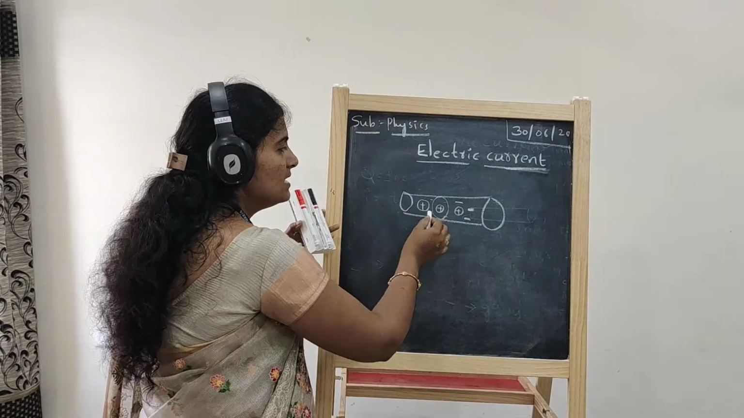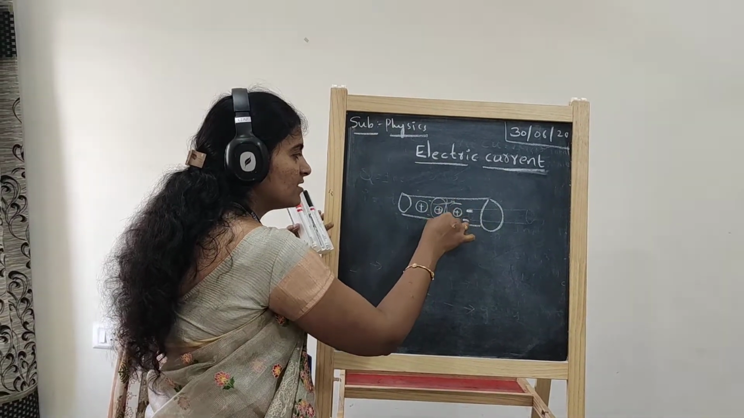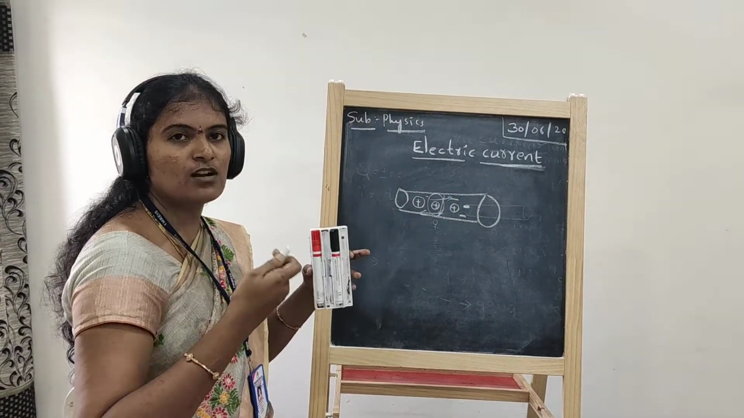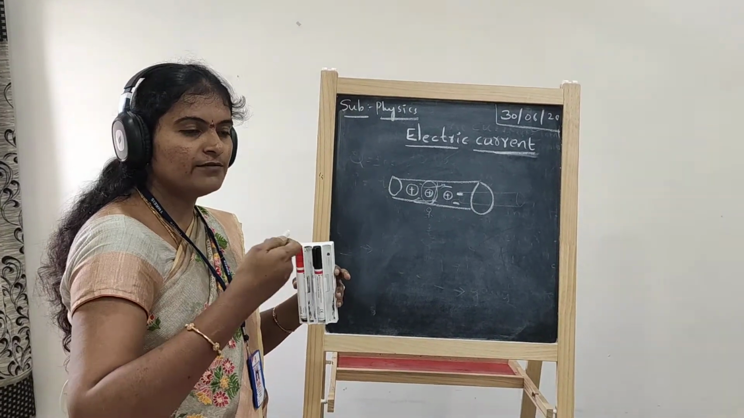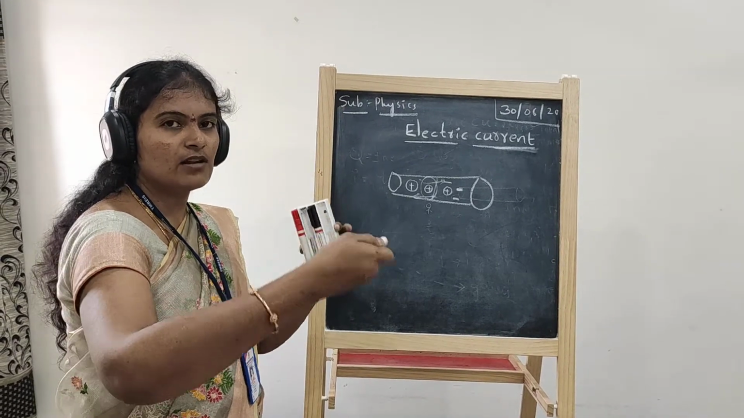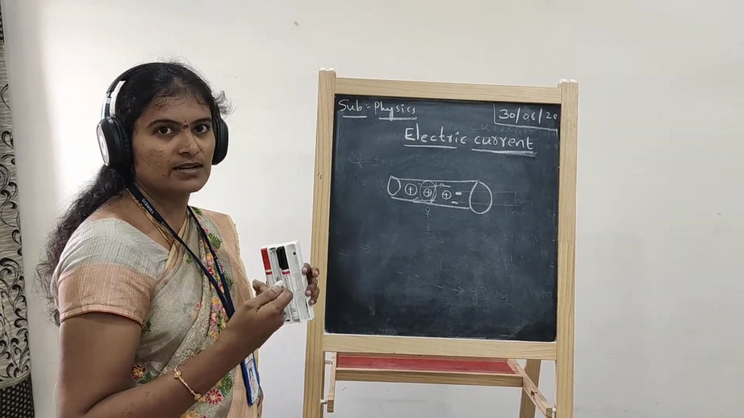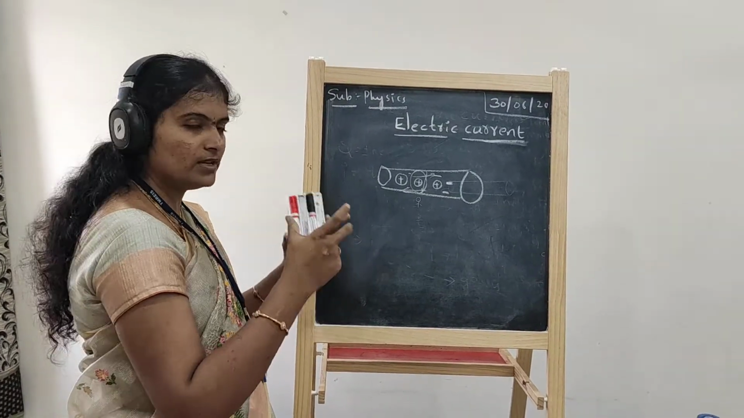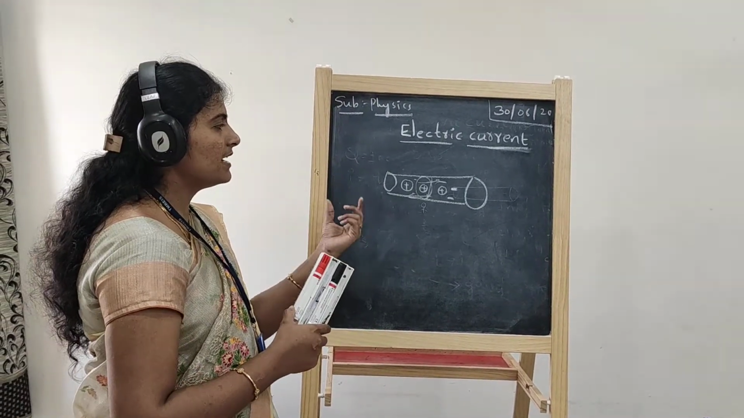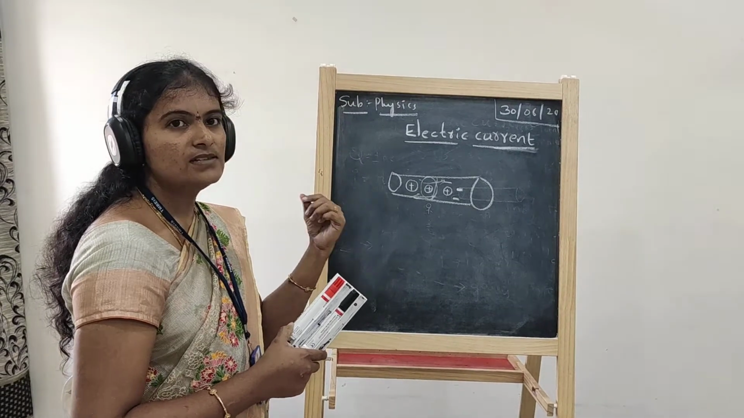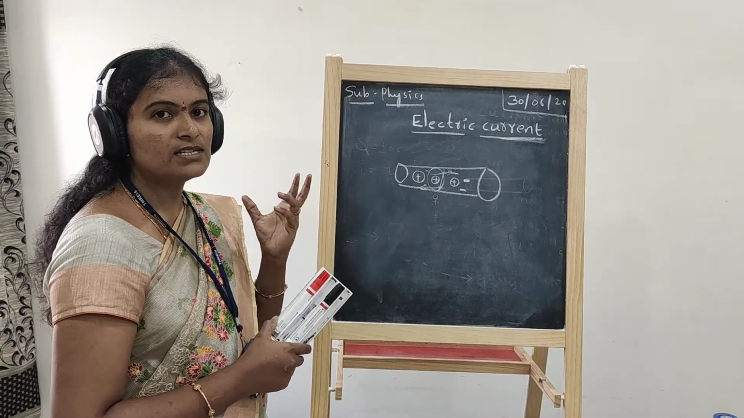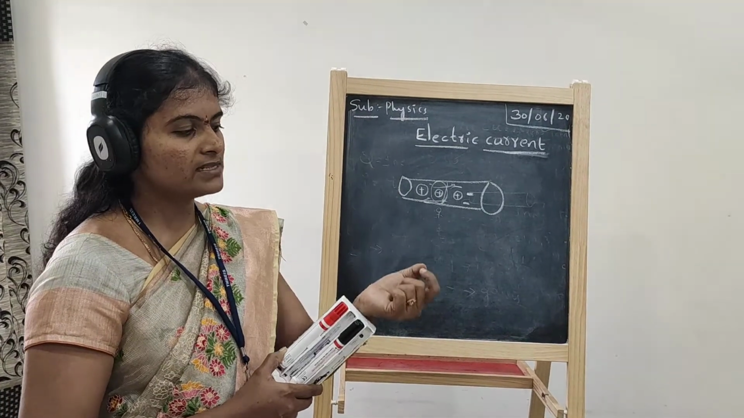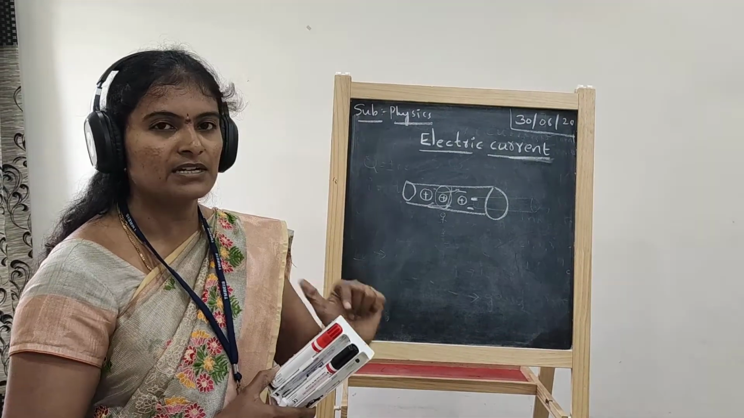No. Why? Because some electrons move in this direction, some in that direction, some in another direction. So we can't say in which direction how many electrons will move. As a result, due to the collisions, the net current passing through the conductor will be 0. Why? Because what is the definition of current? The number of electrons passing through the given area of cross section in a particular time.